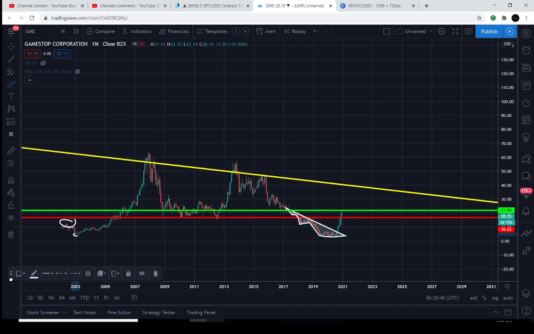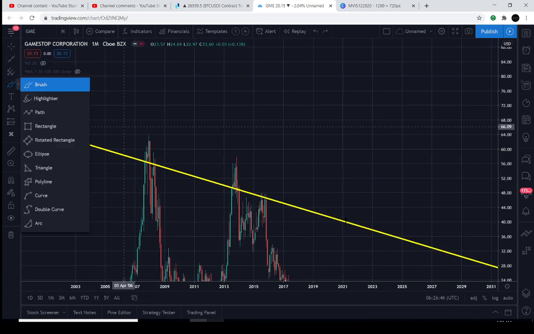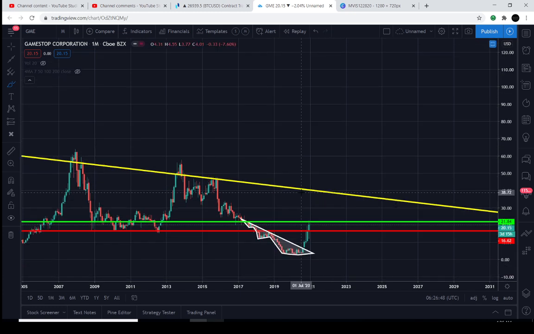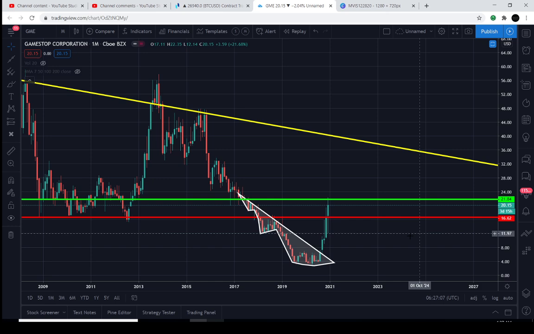So basically what I'm seeing here is a potential move up to that overhead yellow resistance line, which is going to be at approximately, it depends on when it happens, right? Let's just say it happens over the next 3 months. We could expect to see a $40 GameStop stock price, okay? That's what I can speculatively say. So I guess let's just close it out here. It looks really bullish. I mean, the breakout has already happened.